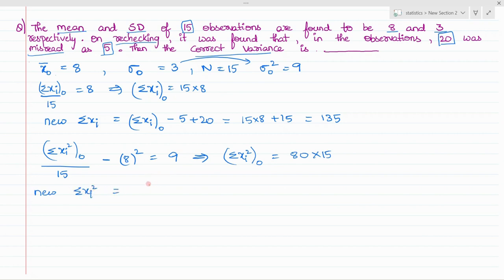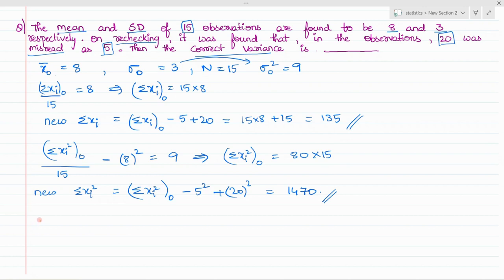So what will be the new sigma xi square? It will be the old one, that is sigma xi square old, minus 5 square, because this is the incorrect one, plus 20 square, this is the actual observation. From here, if we calculate it, we'll get it as 1470. We got the new sigma xi and new sigma xi square.